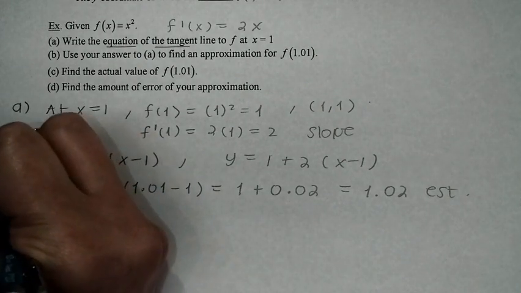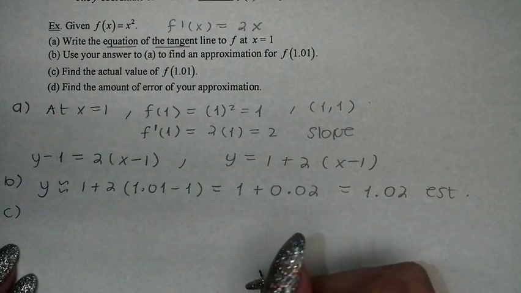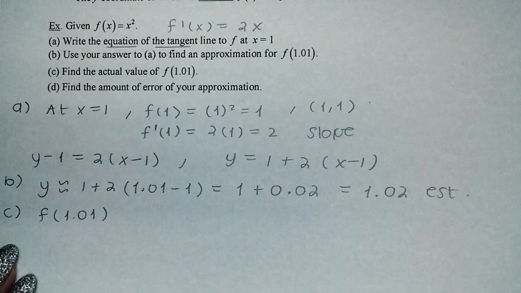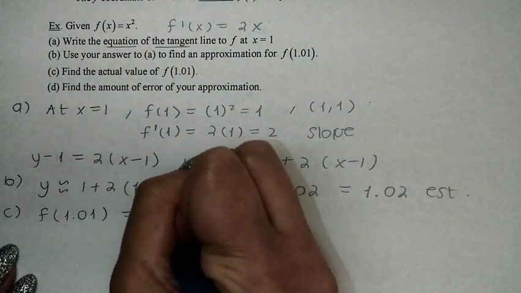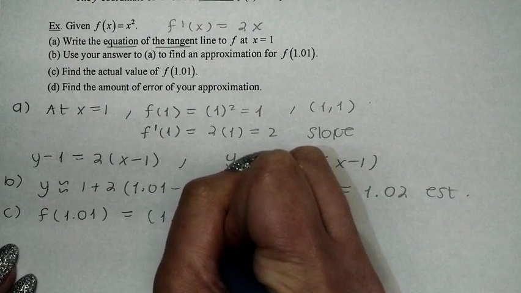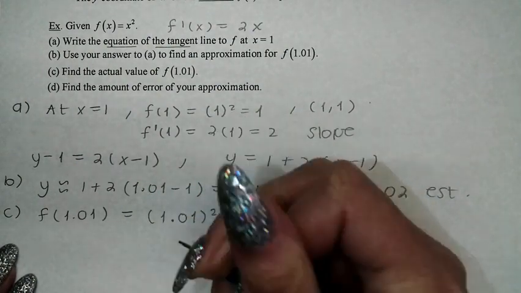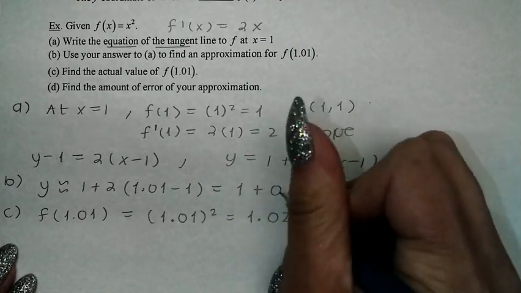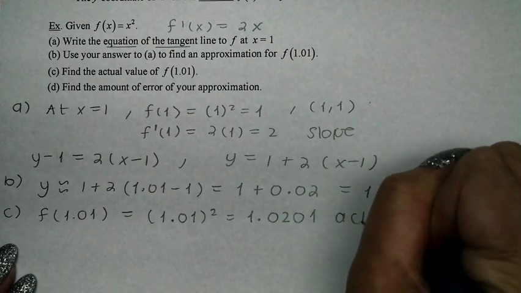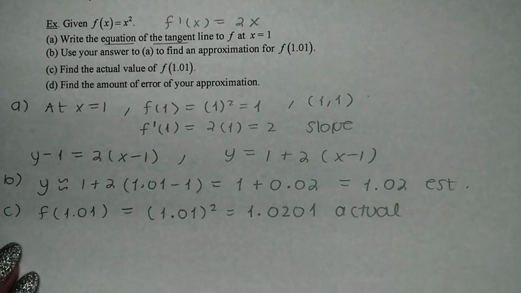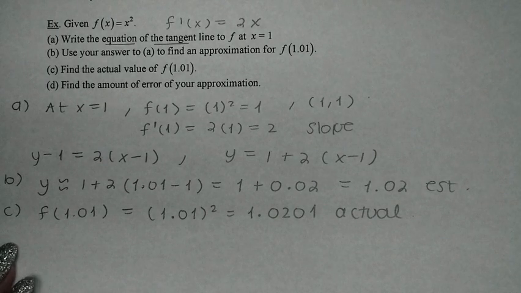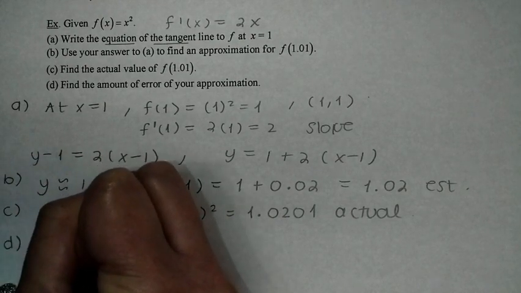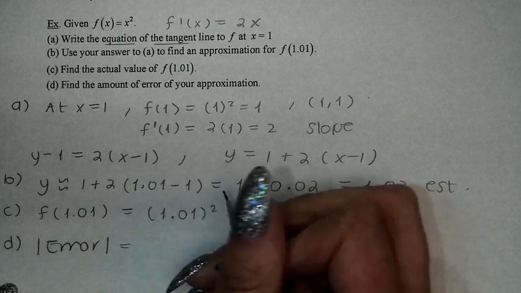Now for C, they are asking you to find the actual value of f of 1.01. Here we're lucky that we have the original equation, so what we're going to do is plug in 1.01 squared instead of x, and you can even type this in the calculator. So you have 1.0201. This is your actual value, and this is my estimation. For part D, they tell you to find the amount of error in your approximation. You know that the error, and the absolute value of the error, is going to be what?